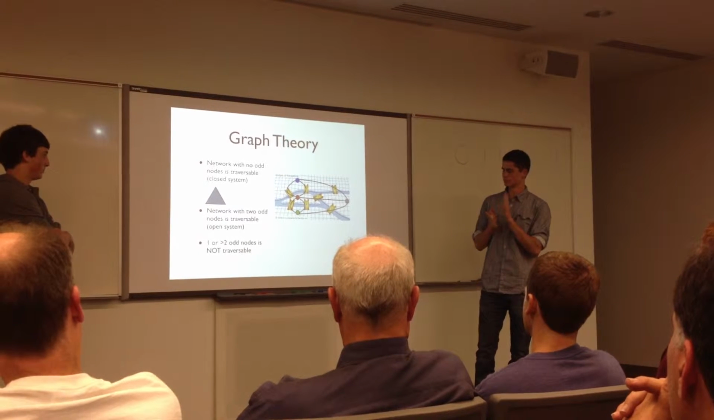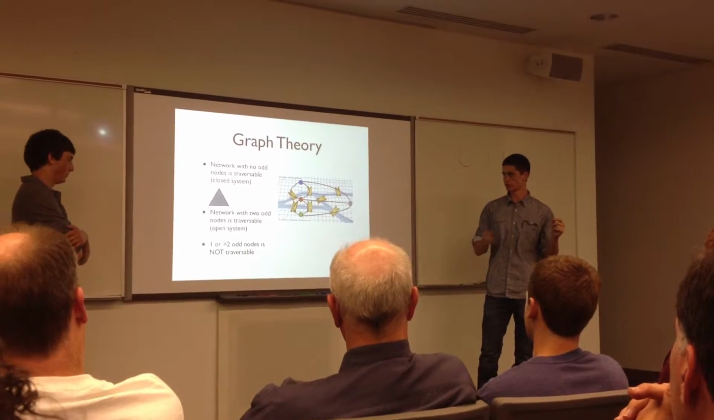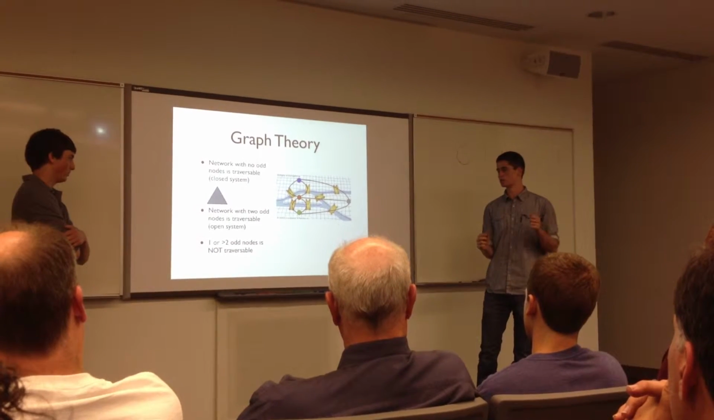Now, the final main rule of graph theory is that if you have one or greater than two odd nodes, the network, which is just this system like this right here, is not traversable.